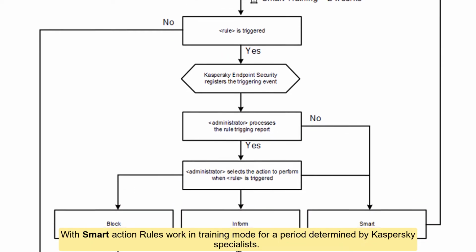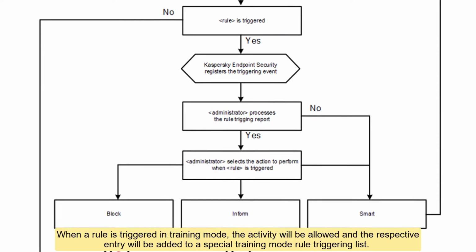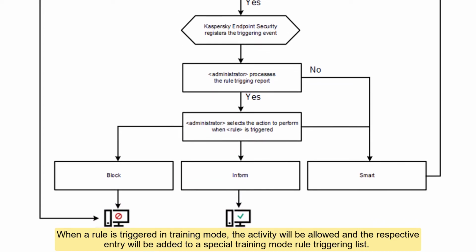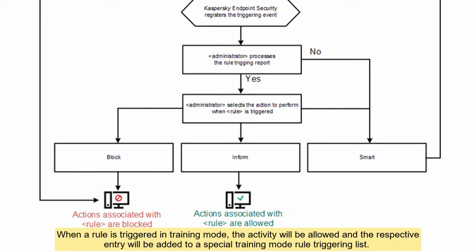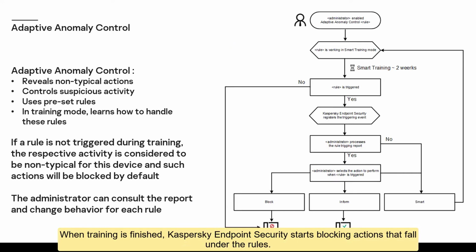With Smart Action, rules work in training mode for a period determined by Kaspersky specialists. When a rule is triggered in training mode, the activity will be allowed and the respective entry will be added to a special training mode rule triggering list. When training is finished, Kaspersky Endpoint Security starts blocking actions that fall under the rules.